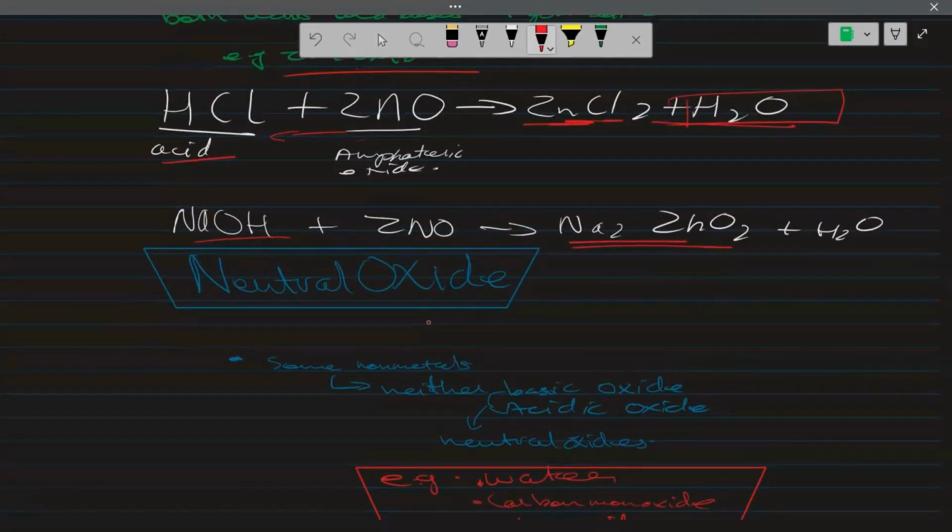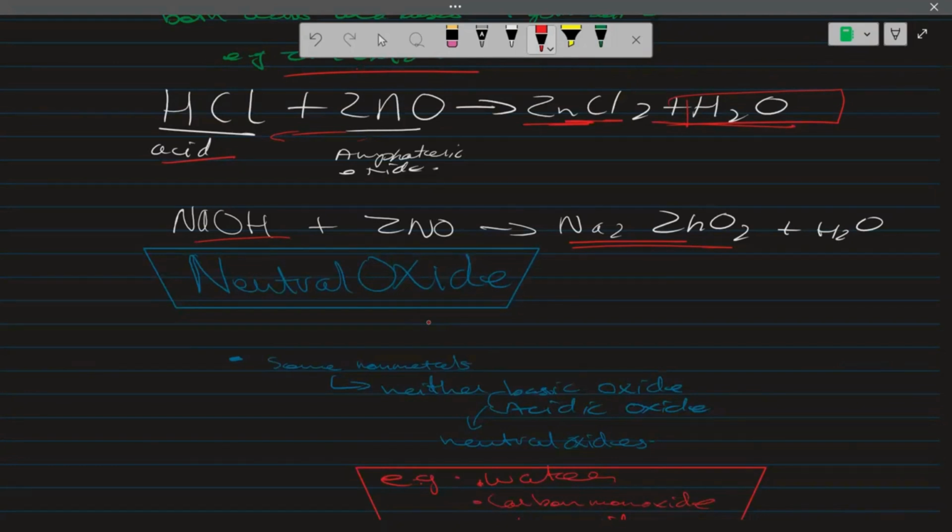what do they form? They form sodium zincate and water. Sorry, I thought it was zinc oxide, but it's called sodium zincate. Okay, so in the first reaction, what we observe is that zinc oxide behaves as a basic oxide, but in reaction two, it behaves as an acidic oxide. In both reactions, salt and water are formed.